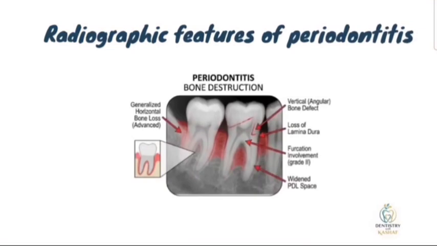What are the radiographic features of periodontitis? We know there is a generalized horizontal bone loss. In advanced cases, we go for vertical bone loss. We also call it angular bone loss radiographically. Loss of lamina dura you can see, and furcation involvement you can see, which is a feature of a multi-rooted tooth. Widened periodontal space you can appreciate, increased periodontal space like a blackish area. One must know the normal radiographic features of the tooth and its surrounding structure, so you will appreciate the pathological features.